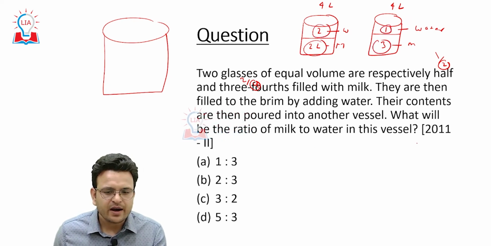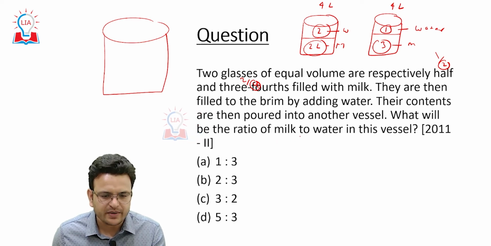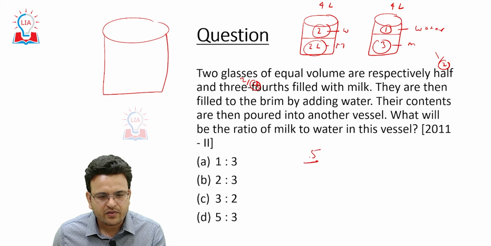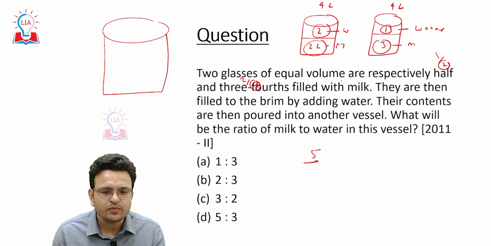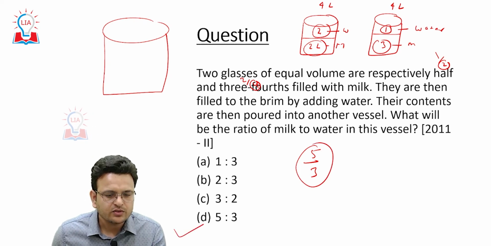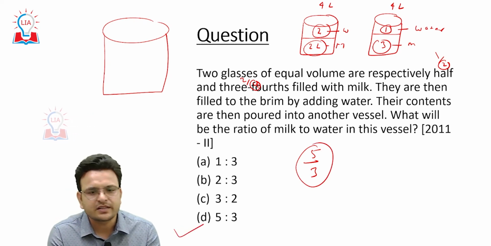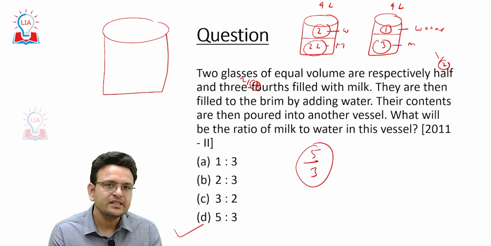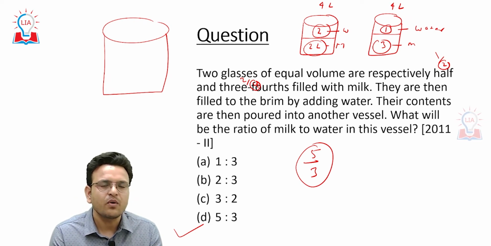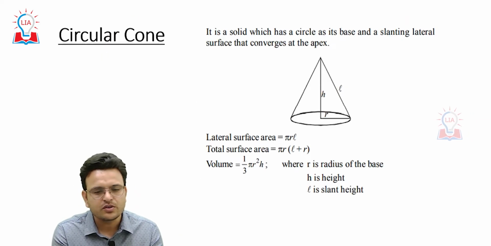So what they have asked is, what will be the ratio of the milk? So how much milk is there? 2 plus 3, 5. How much water is there? 2 plus 1, 3. So the answer will be 5:3. So hope you are able to understand. The main thing is you have to understand the question and try to make it simpler. Then you have to solve.